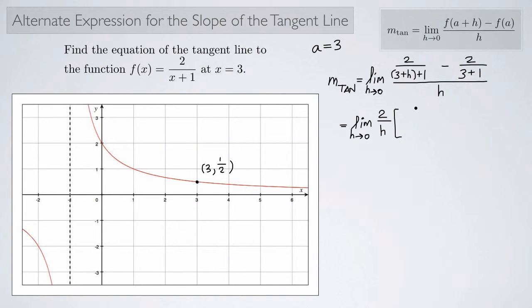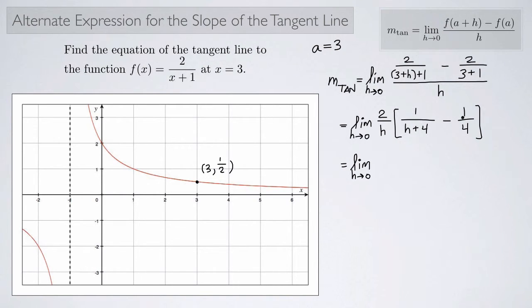So what would be left over? Then I would have 1 over, and this is 3 plus h plus 1. That's h plus 4. And then this would be minus 1 over 3 plus 1, which is 4. Okay, and so this equals the limit as h approaches 0 of, well, I can't plug in the 0 yet because I'd have a problem right here, but maybe I can work on this a little bit and see if I can get the h's to cancel somehow.